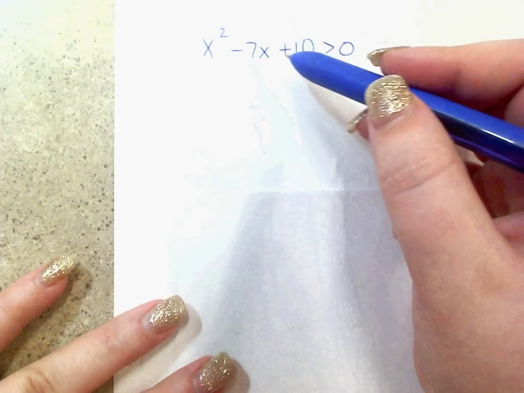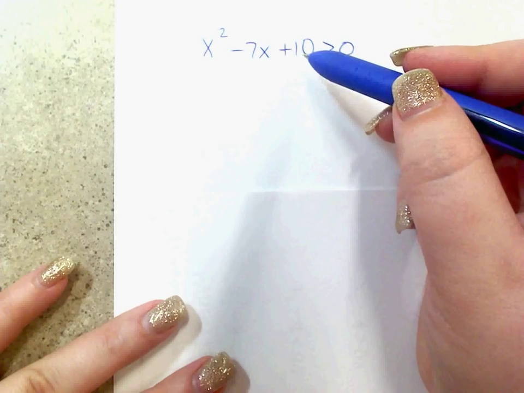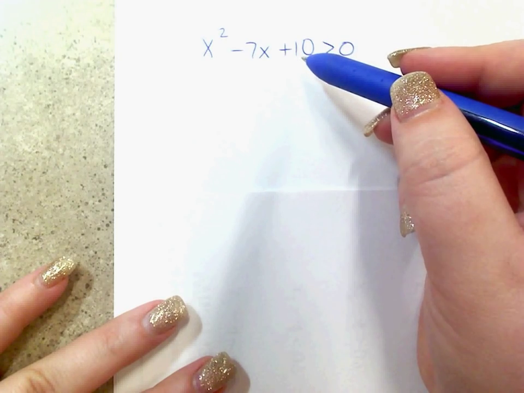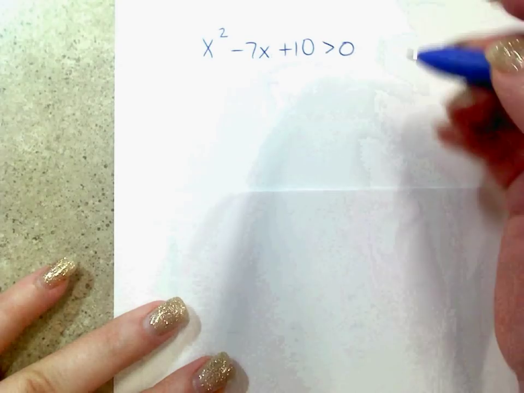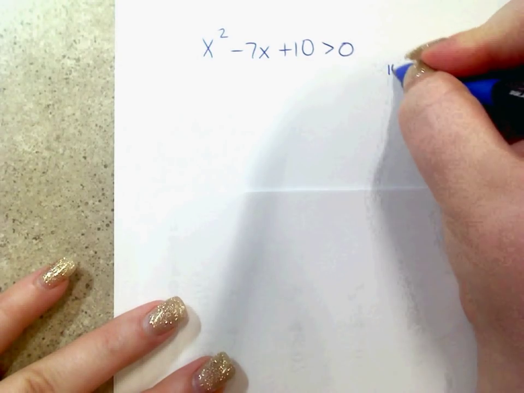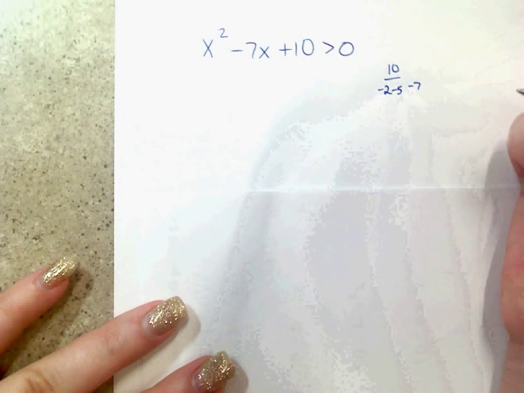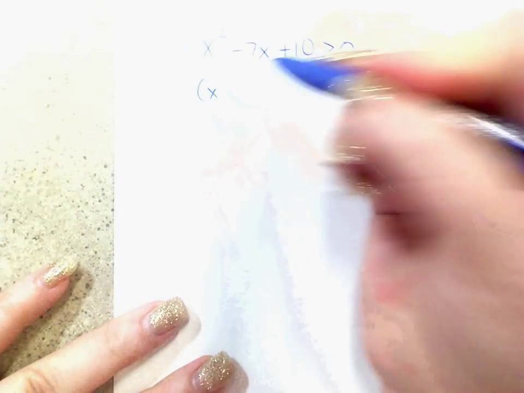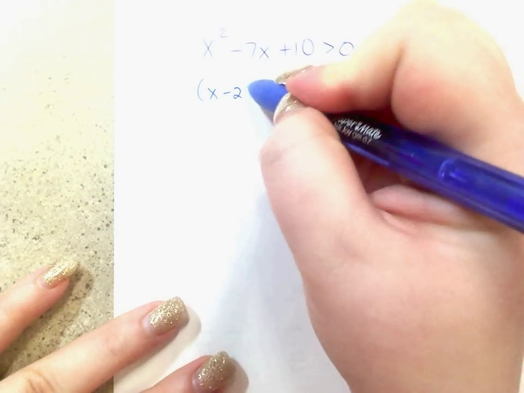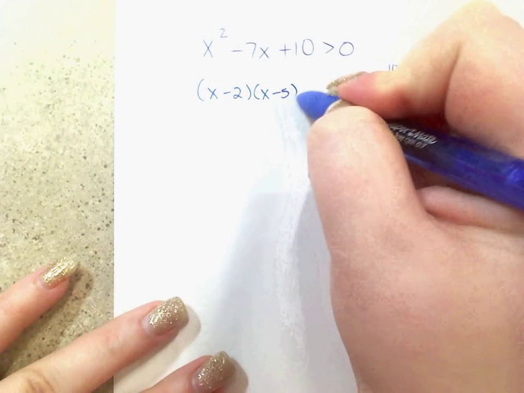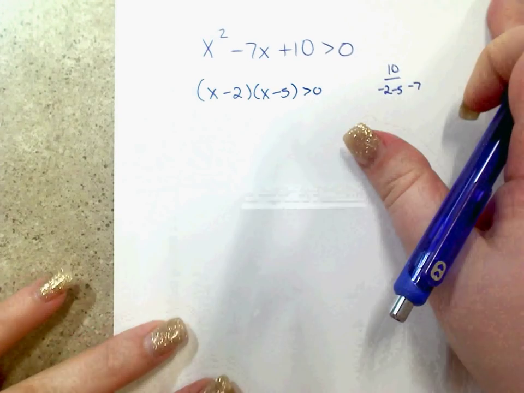What I notice is that 10's factors are 2 and 5, and 1 and 10, and 2 and 5 add up to 7. So if I think about it, I could factor this. The factors of 10 that add up to negative 7 are negative 2 and negative 5. So I could think of this parabola as x minus 2 times x minus 5, and then sketch it.